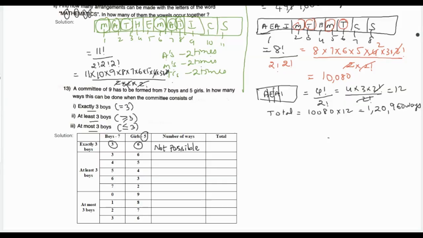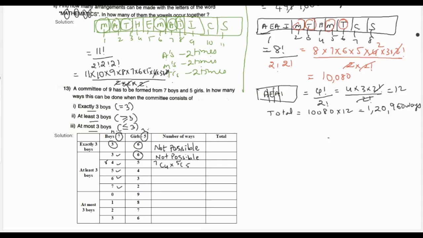Then the next one is at least 3 boys, which means the minimum will be 3 and the maximum can be the total number of boys we have. So it will be 3, 4, 5, 6 and 7. If I take 3, girls will be 6, which is not possible again. Then we have the next one, 4 plus 5. Yes, it is there because we have 5 girls. So we have to find it using nCr, it will be 7C4 into 5C5.